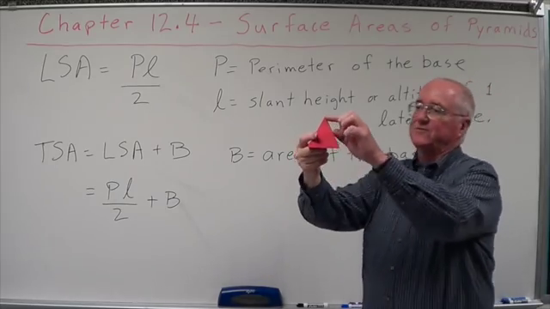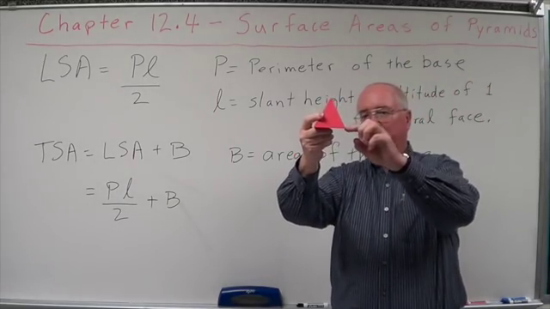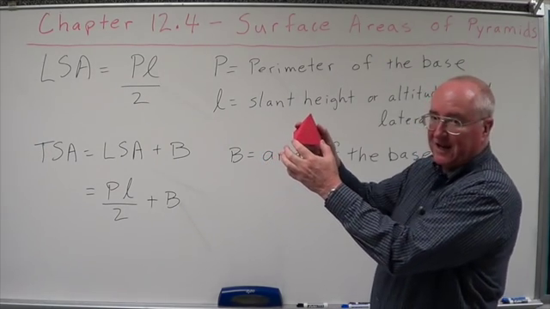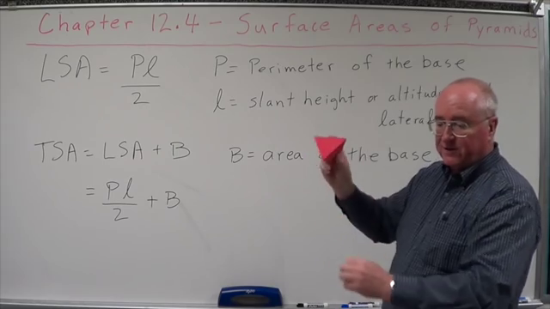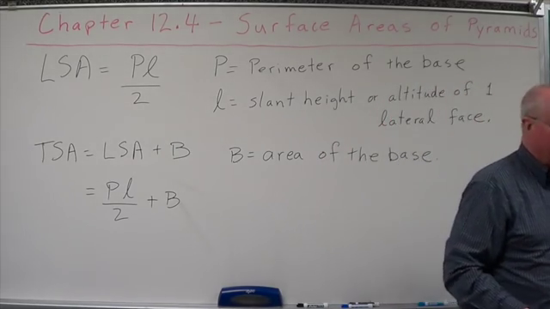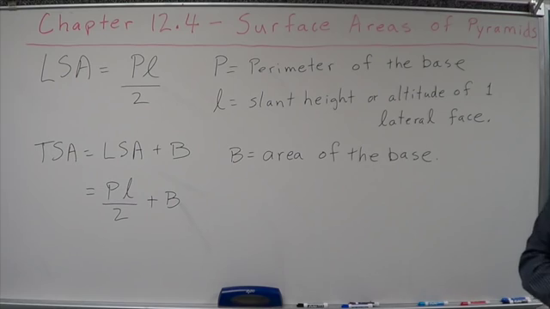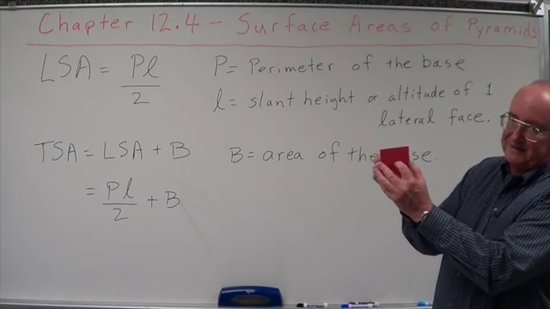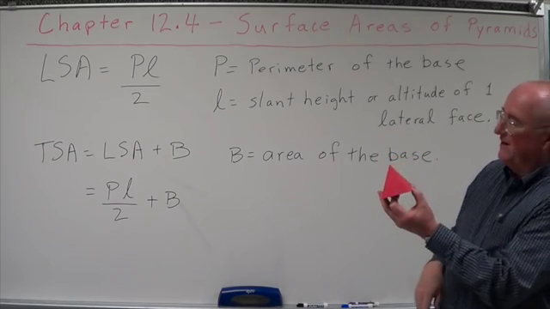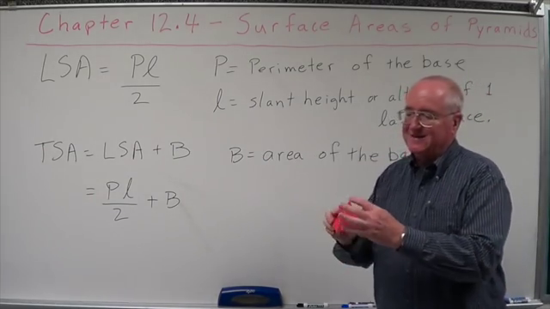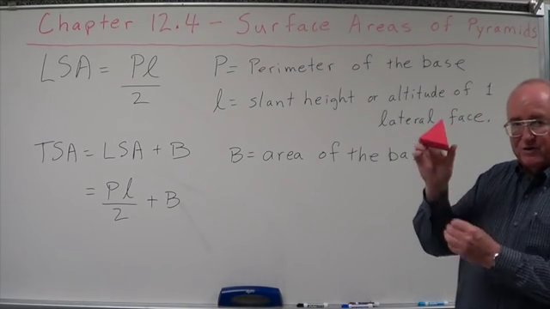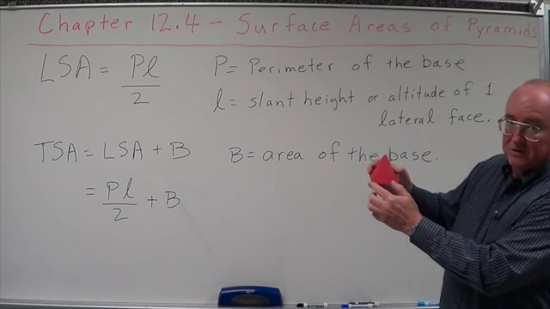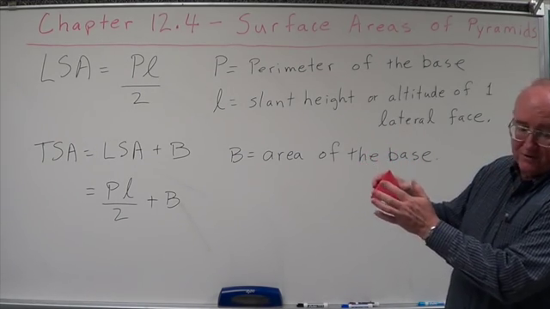The slant height, notice from here to here, it's slanted when you look at it sideways. When you look at it straight on, it would be the altitude of this triangular face. Don't get that confused with the altitude of the pyramid. The altitude of the pyramid is a segment that connects the vertex with the center of the base, and that is perpendicular to the base. The slant height is not perpendicular to the base of the pyramid. It is perpendicular to the base of the triangle, or to its face.